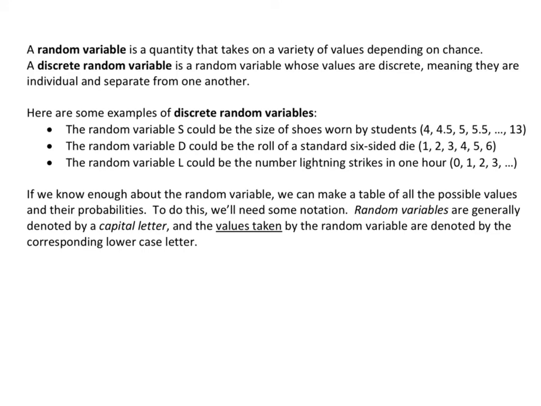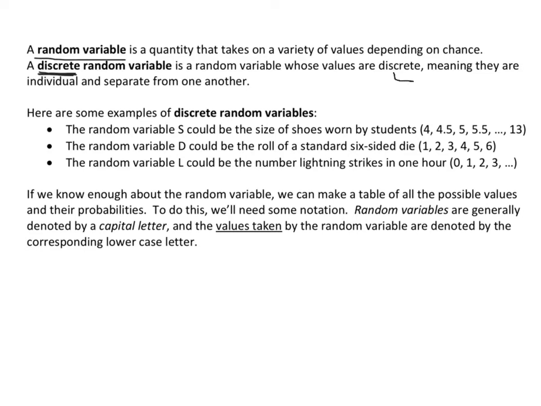As you're aware, lots of times when we start a new thing, we need to begin with vocabulary, and so I've got some new vocabulary for you. There's a lot here, but it's really not super complicated. So first is the idea of a random variable, okay? A random variable is just a quantity that can take on a variety of values depending on chance. In this particular chapter, we're going to be learning about discrete random variables. A discrete random variable is a random variable whose values are discrete, and that doesn't sound very helpful. What it means to be discrete is that they are individual and separate from one another.